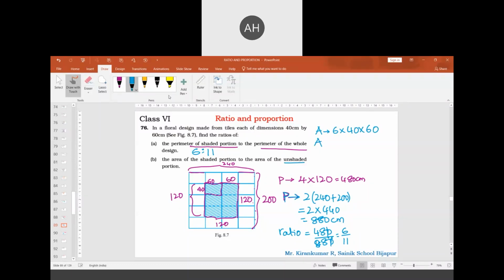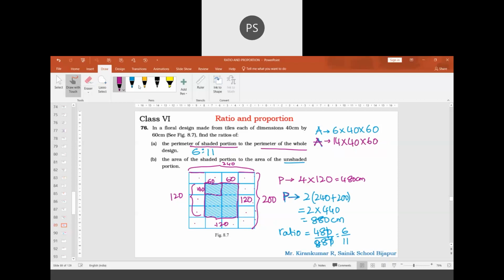Area of unshaded. Let me change the color. 60 into 14, sir. 1, 2, 3, 4, 5, 6, 7, 8, 9, 10, 11, 12, 13, 14 are there. Yes, sir, 14 times of 40 into 60.